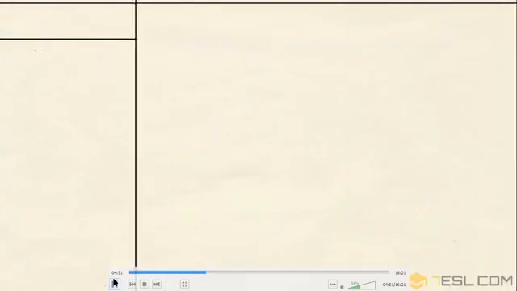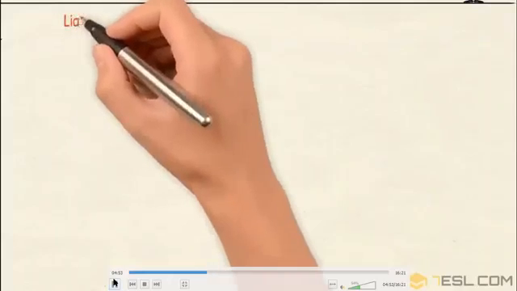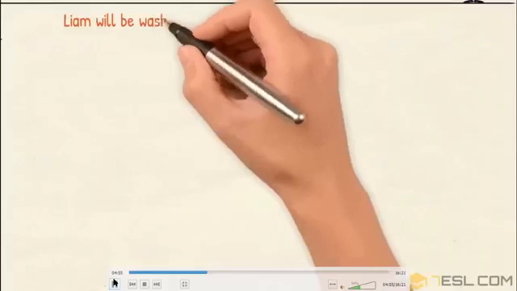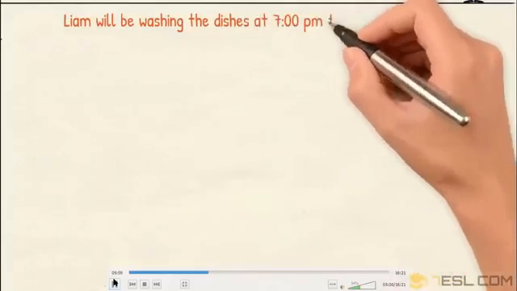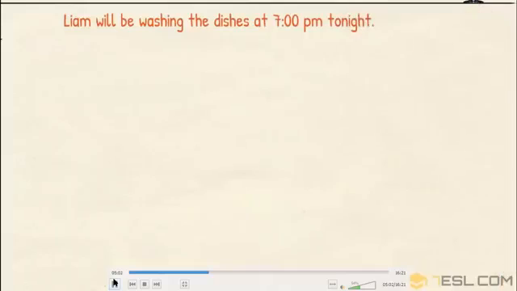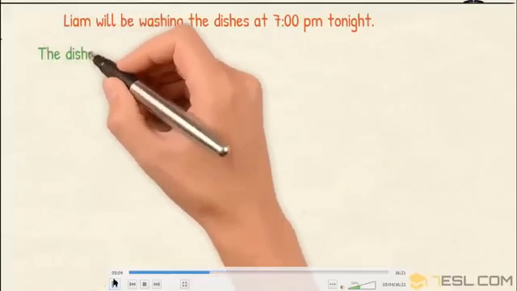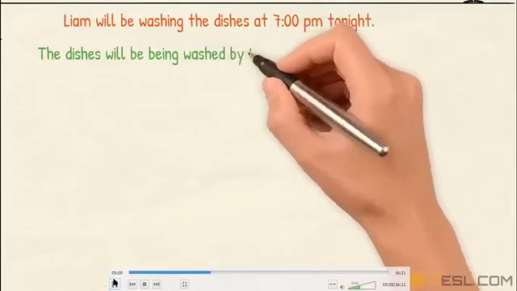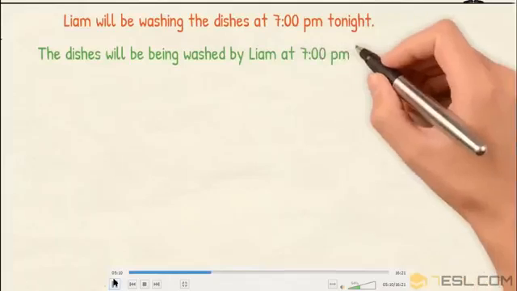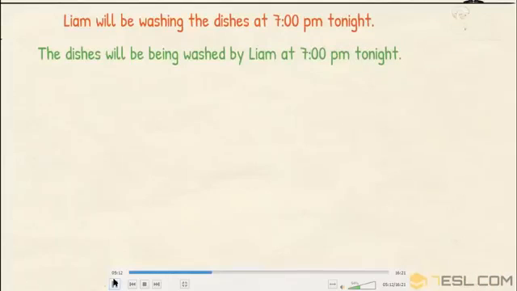Examples are, Liam will be washing the dishes at 7 p.m. tonight. Now the passive: the dishes will be being washed by Liam at 7 p.m. tonight.